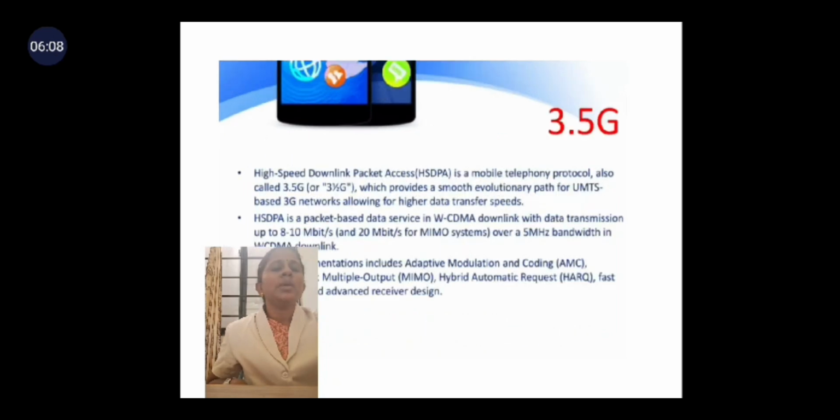Next one is 3.5G, the third and a half generation. It provides a smooth evolution for UMTS-based 3G networks. The standard involved here is Universal Mobile Telecommunication Services. One of the services involved in 3.5G is HSDPA, that is high speed downlink packet access. The data rate followed here is up to 8 to 10 megabits per second. The implementations include adaptive modulation and coding, multiple input multiple output, hybrid automatic repeat request, and fast delivery. These are some of the implementations involved.